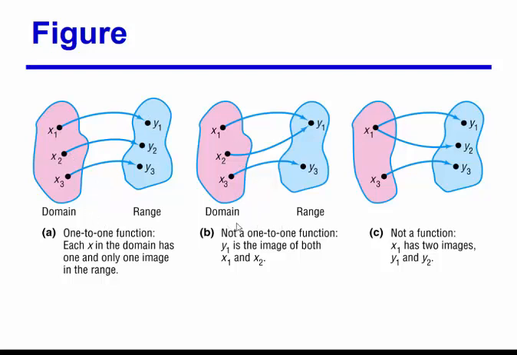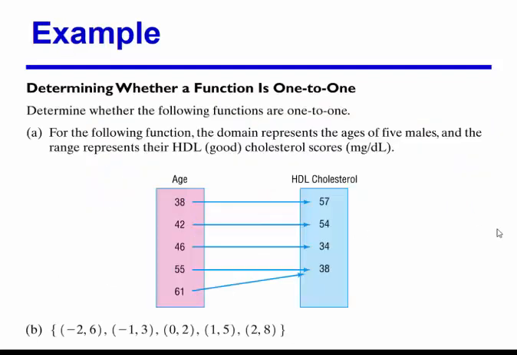For B, this is not a one-to-one function, so y1 in this example is the image or the output of x1 and x2. In other words, for this particular one, f of x1 is equal to f of x2, which is y1. And then for C, not a function, x1 has 2 images, so x1 maps to y1 and also to y2. x3 has an individual one, but again, I only have 2 elements in the domain and 3 in the range, so that's not going to work. Here I have 3 and 2, not a one-to-one. 3 and 3, they each map individually, so that's a one-to-one function.